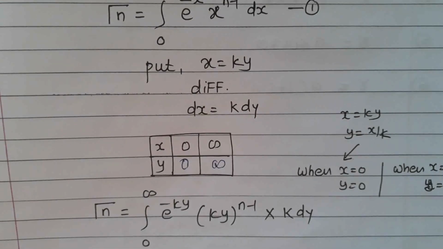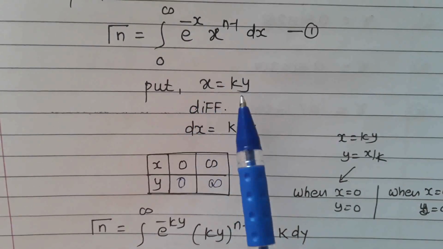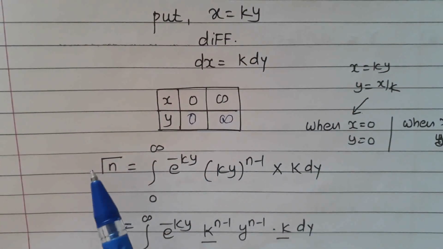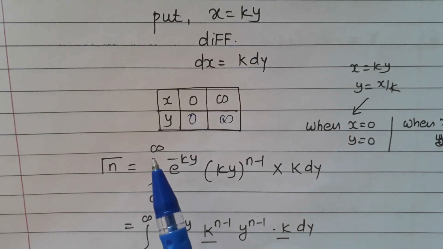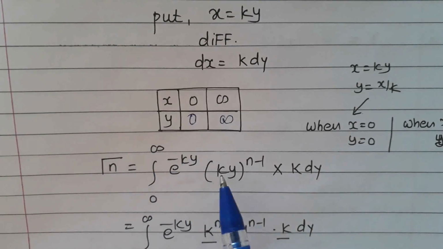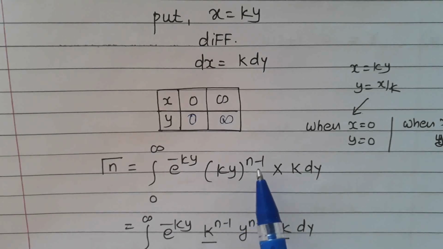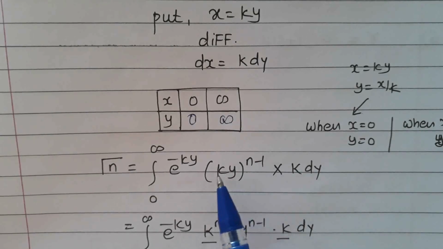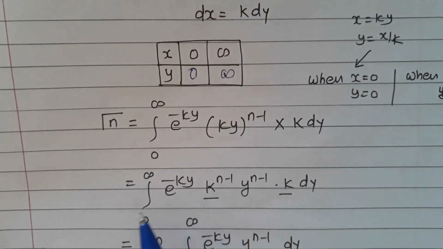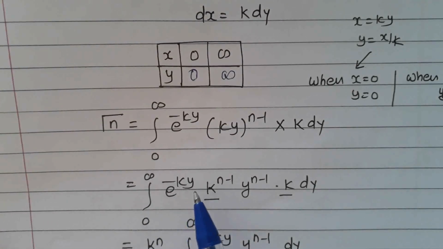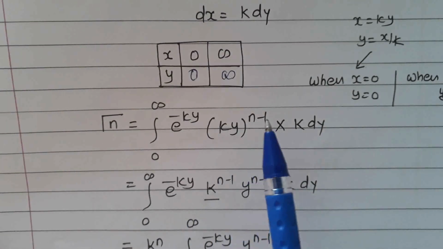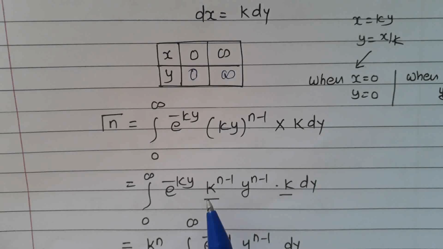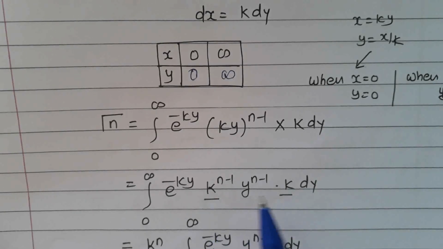So use all the substitutions in equation number 1. Replace x by ky and dx by k dy. So gamma n is equal to the integral 0 to infinity e raised to minus ky, ky raised to n minus 1, and k into dy. Now separate the power n minus 1 to k as well as y. So the next step is 0 to infinity e raised to minus ky, k raised to n minus 1, y raised to n minus 1, k into dy. If you observe here, we have two terms related to k.